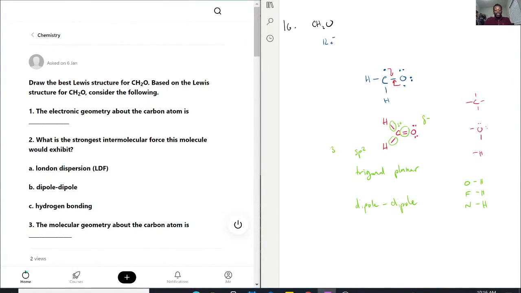And now the last question, the molecular geometry. This one is a little bit tricky because it's going to be very similar, in fact the same as the electron geometry, because we have 3 bonding pairs, but we have 0 lone pairs. Meaning that because it stays the same at 3 bonding pairs, the name carries over to where it is a trigonal planar molecular geometry. So these are the 3 answers we should get. The electron geometry is trigonal planar, the strongest force is dipole-dipole, and the molecular geometry is also trigonal planar.